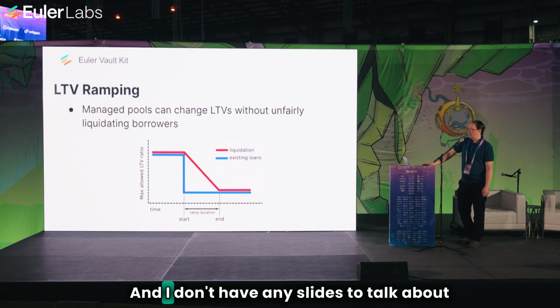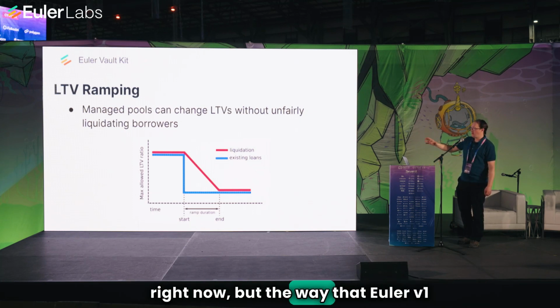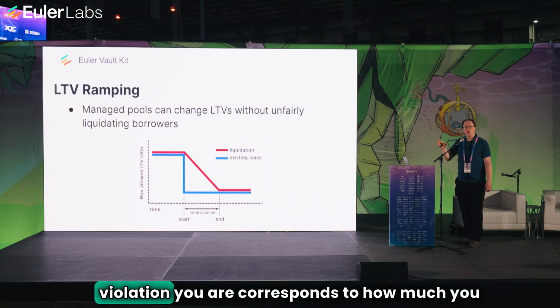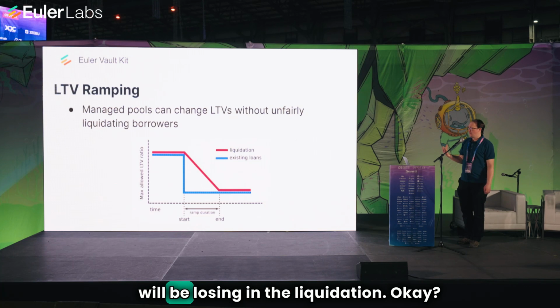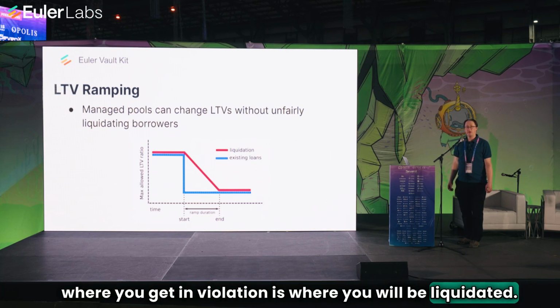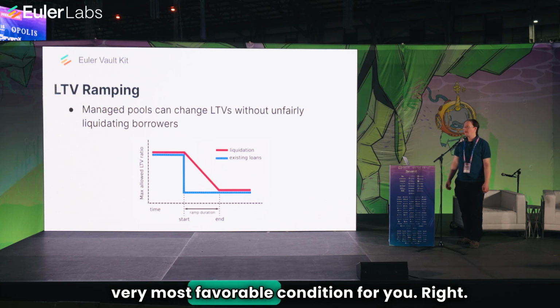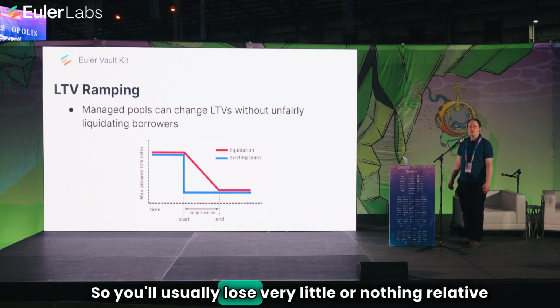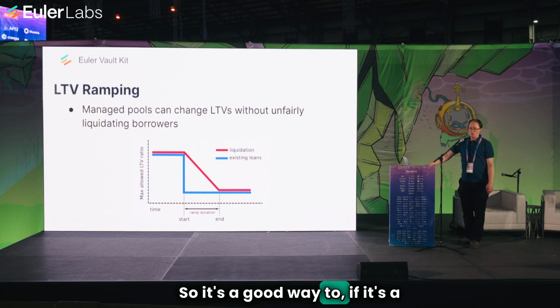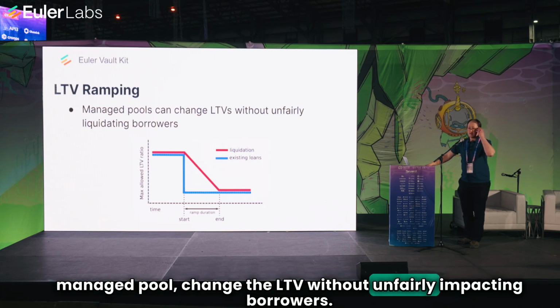And I don't have any slides to talk about right now, but the way that Euler V1 liquidation worked is that how deeply in violation you are corresponds to how much you will be losing in the liquidation. So in this case, the exact point down that ramp where you get in violation is where you will be liquidated, right? Meaning you'll be liquidated under the most favorable condition for you, so you'll usually lose very little or nothing relative to closing out the position yourself. So it's a good way, if it's a managed pool, to change the LTV without unfairly impacting borrowers.